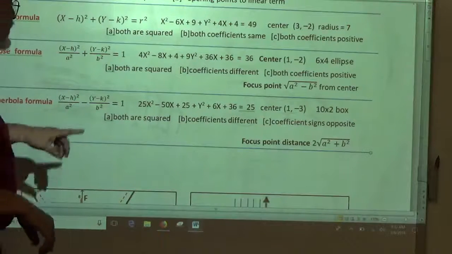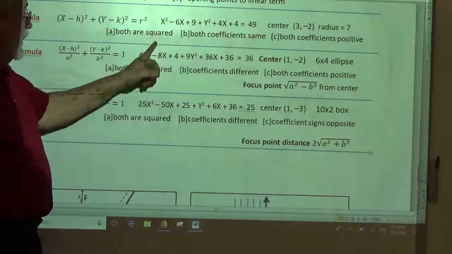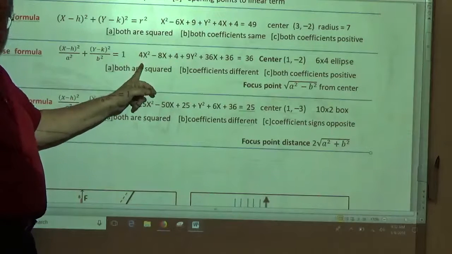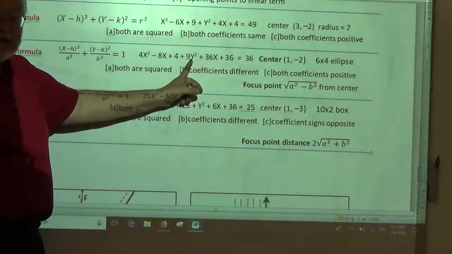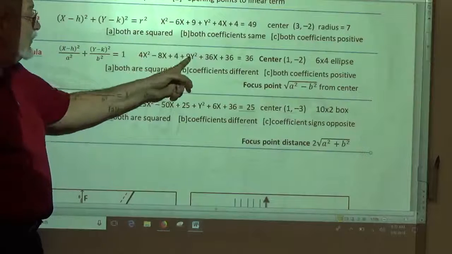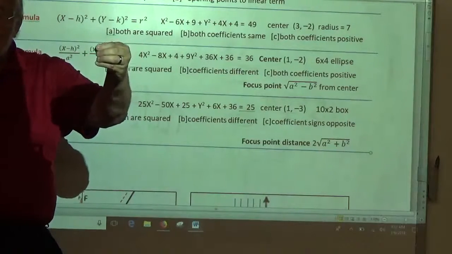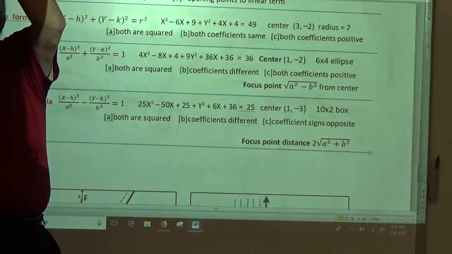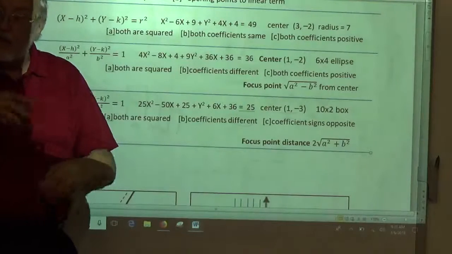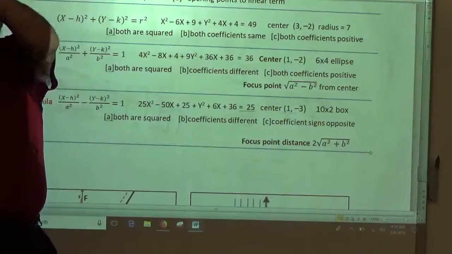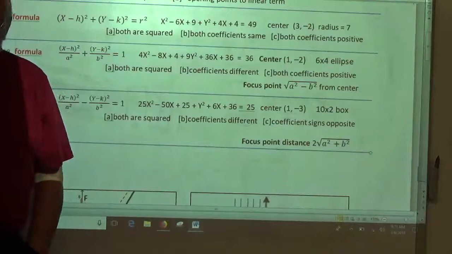Right, now, look at the difference between the circle and the ellipse. This has x squared, this has 4x squared. This has y squared, this has 9y squared. These two are different. So when I go this way on the x, I'm not going the same value on the y, I'm going more. So when I do it, I end up with an ellipse. If I went the same distance this way as I went this way, I would have a circle. Does that make sense?